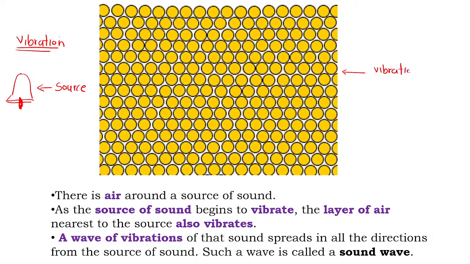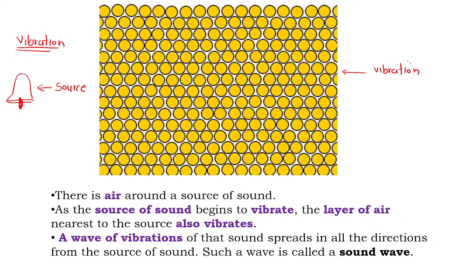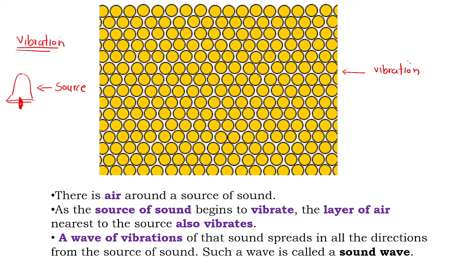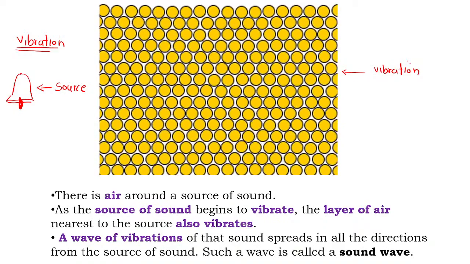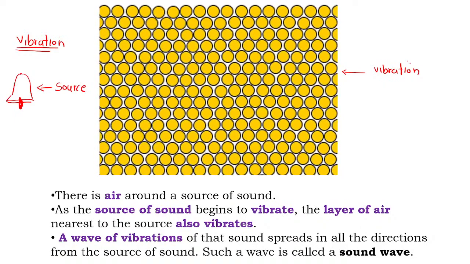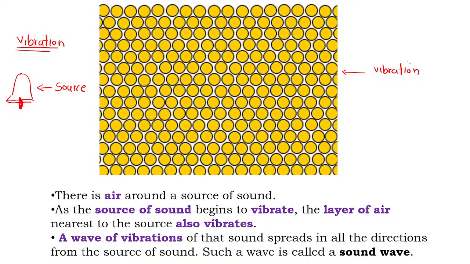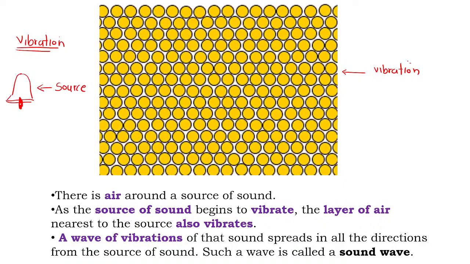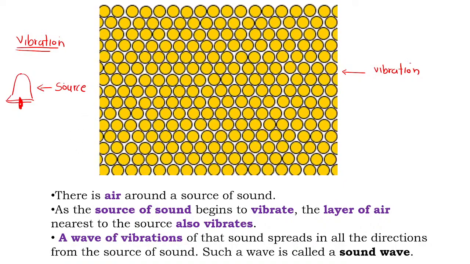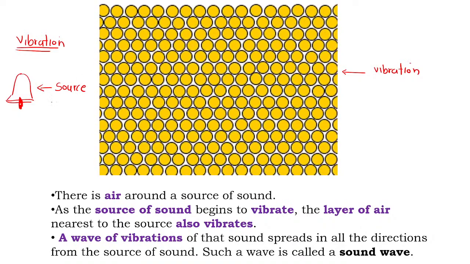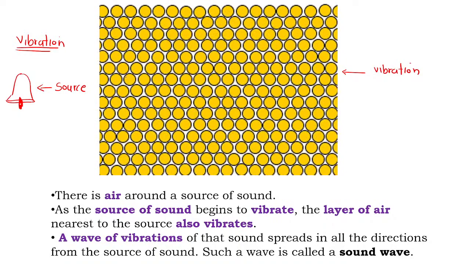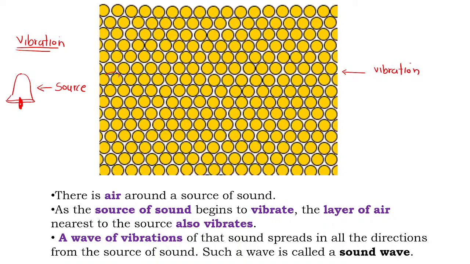So when I strike that musical instrument, it is the source of the sound. It is generating sound, and when it produces sound, the air around it also starts vibrating. The layer of air closest to this source of sound, the closer molecules, will vibrate more, and this vibration is passed on to the next molecule.